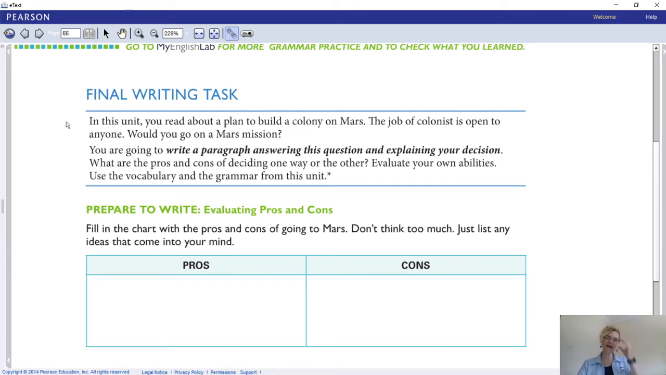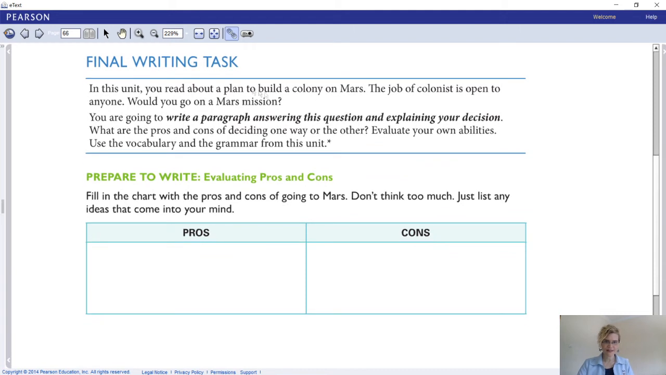This brings us to the final writing test. This is where you will have to do your journal, your writing project. You write a paragraph answering this question and explaining your decision. What are the pros and cons of deciding one way or the other? Right? Evaluate your own abilities.